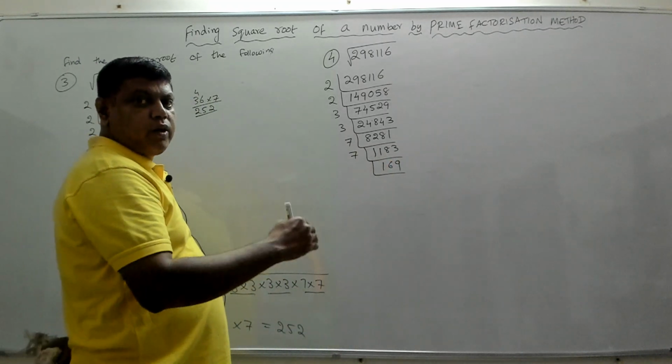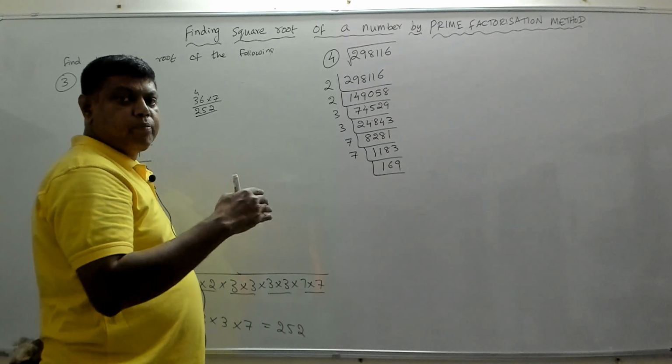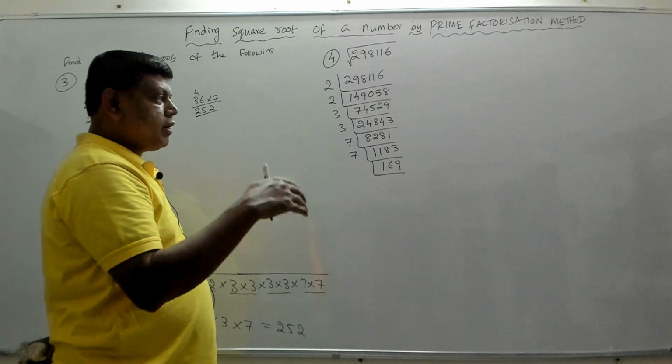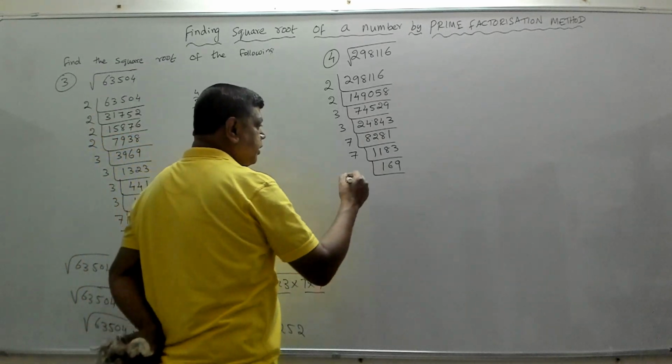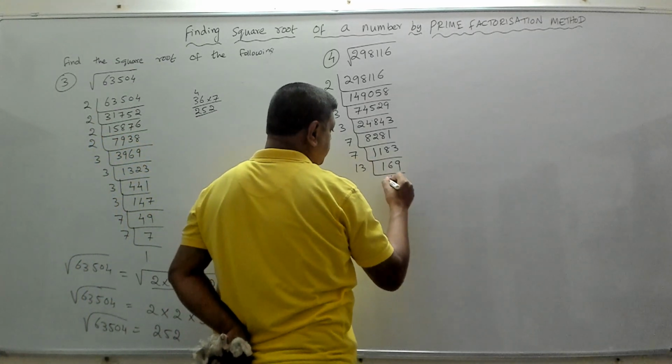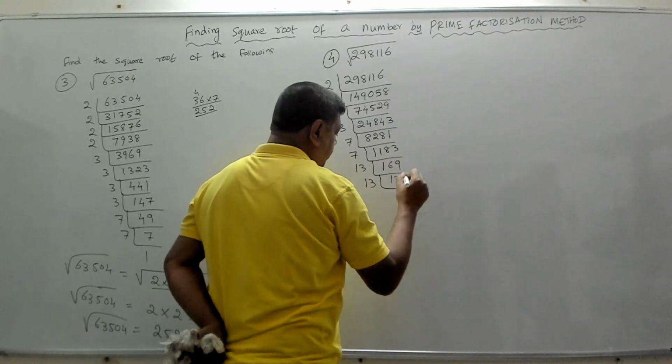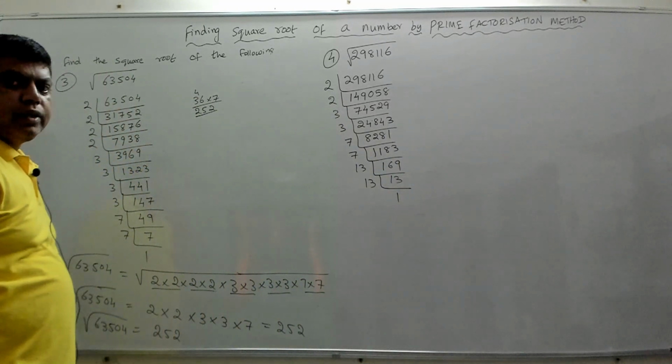Then if not 7, we have to go to the next prime number. The prime number after 7 is what? 11. It is not divisible by 11 also. The next prime number is 13. And 13 it will go. 13 times 13 is 169. Again 13, 1.